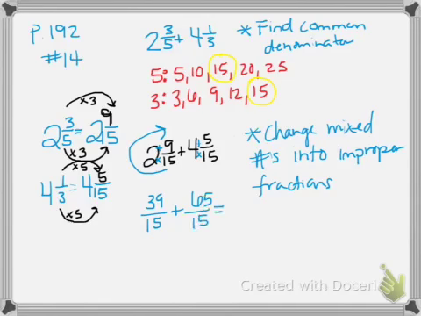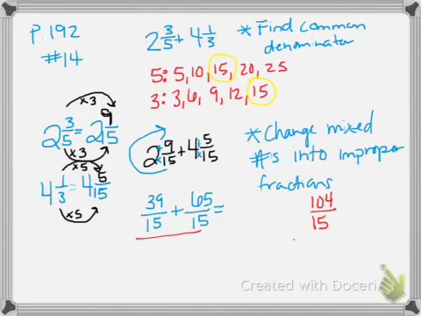Now all I have to do is add the numerators. So 39 plus 65. We know that 9 plus 5 is 14, carry the 1, and 1 plus 3 is 4, plus 6 is 10. So 104. And does our denominator change? Nope, it stays the same. So 104 over 15.